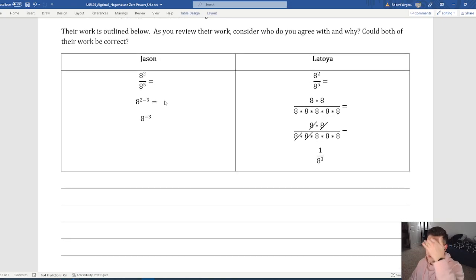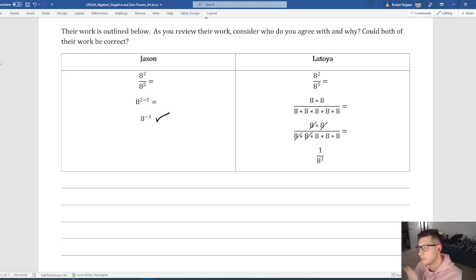All right, so you've had some time to think about this and look at both approaches. The first thing I want to look at here is Jason's approach. Jason takes the standard approach: we take the numerator power and subtract the denominator power. That's what we talked about yesterday. And we know for a fact that, given the quotient of powers property, this is 100% correct. So yes, Jason did it right.